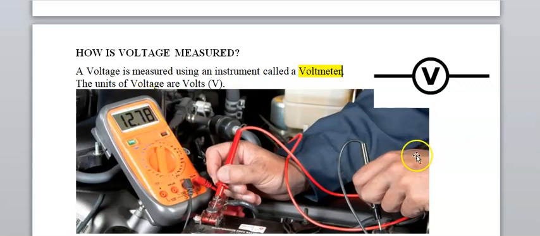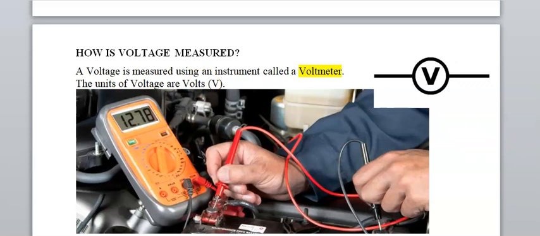This mechanic is measuring the voltage of a car battery. You notice he connects one terminal of the battery, the negative terminal, to one probe from the voltmeter, the black one, and that goes back to the black connection on the voltmeter, and the other probe goes back via the red lead to that terminal on the voltmeter, and he has measured the voltage of the car battery as 12.78 volts. The units of voltage are volts.